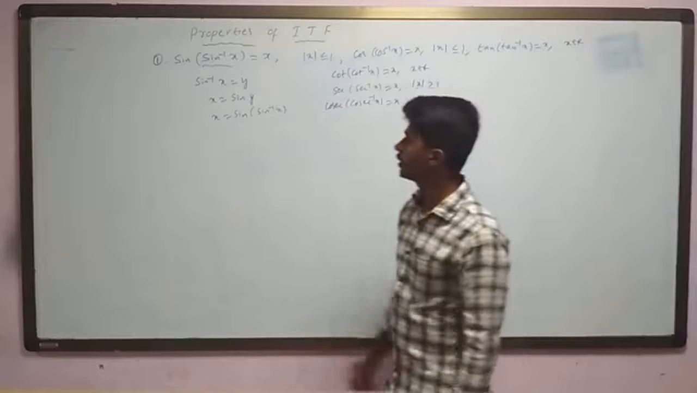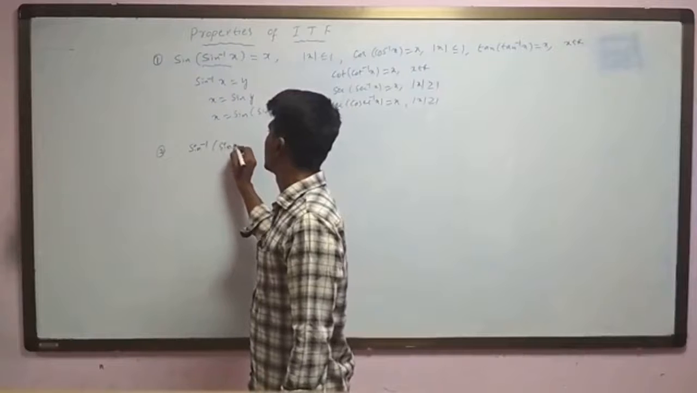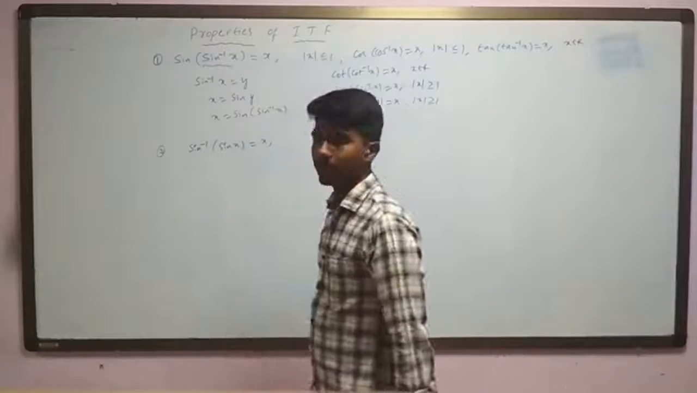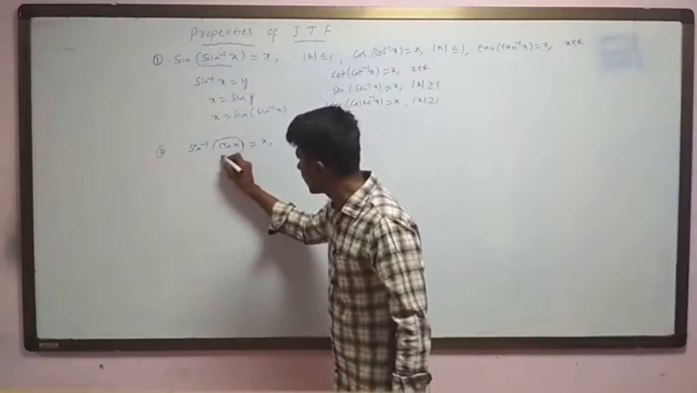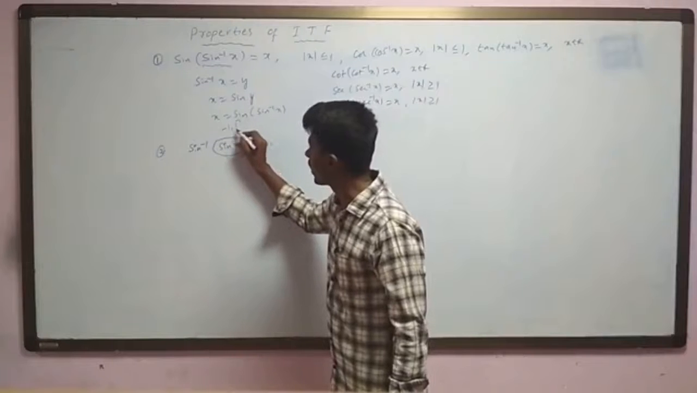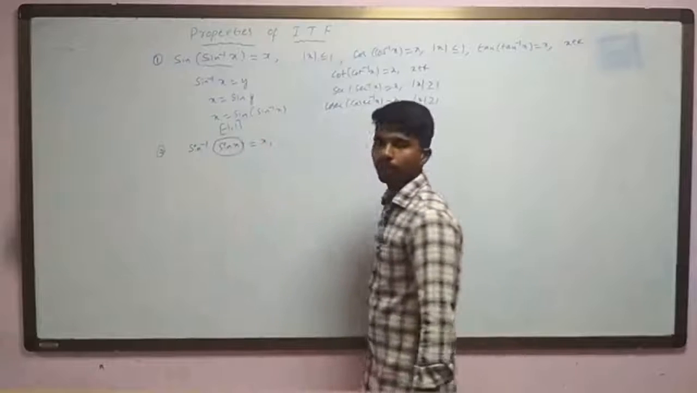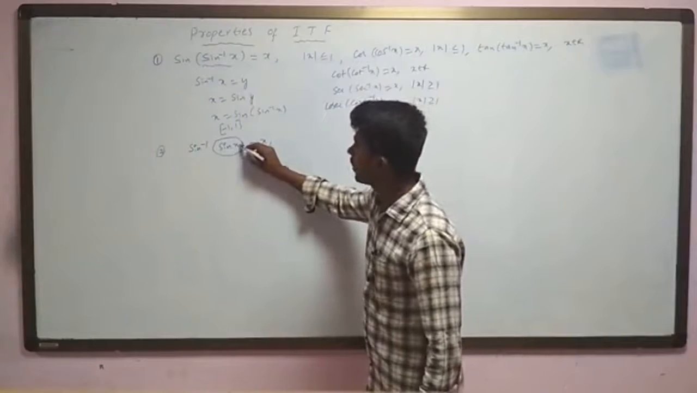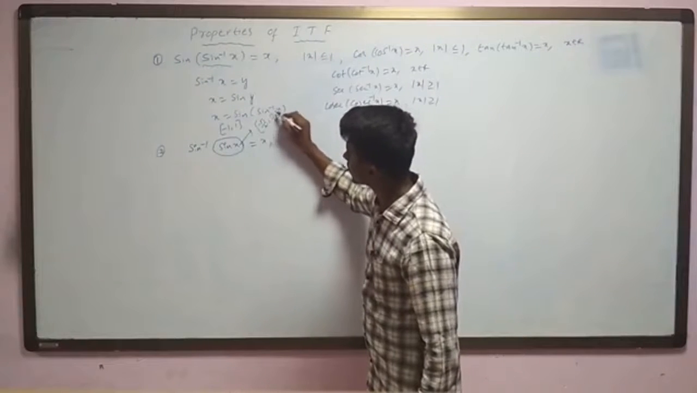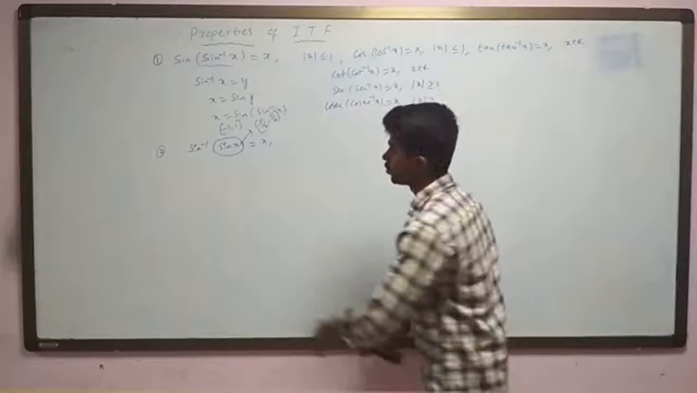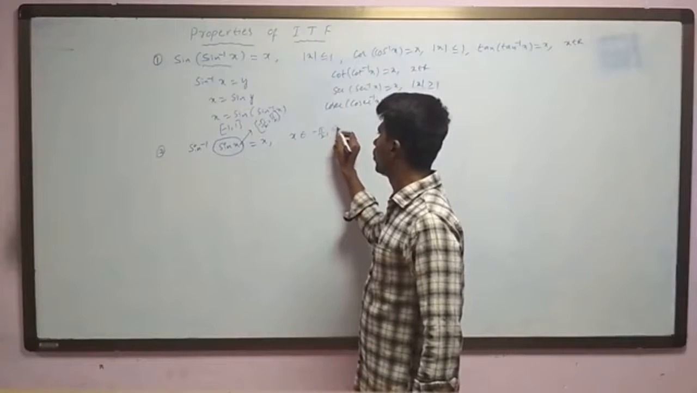Next, property number 2: sin inverse of sin x is equal to x. Sin inverse is defined if this particular value lies between minus 1 and 1. So for what values does sin x lie between minus 1 and 1? For the values of x which belong to minus pi by 2 to pi by 2. So here x belongs to minus pi by 2 to pi by 2.